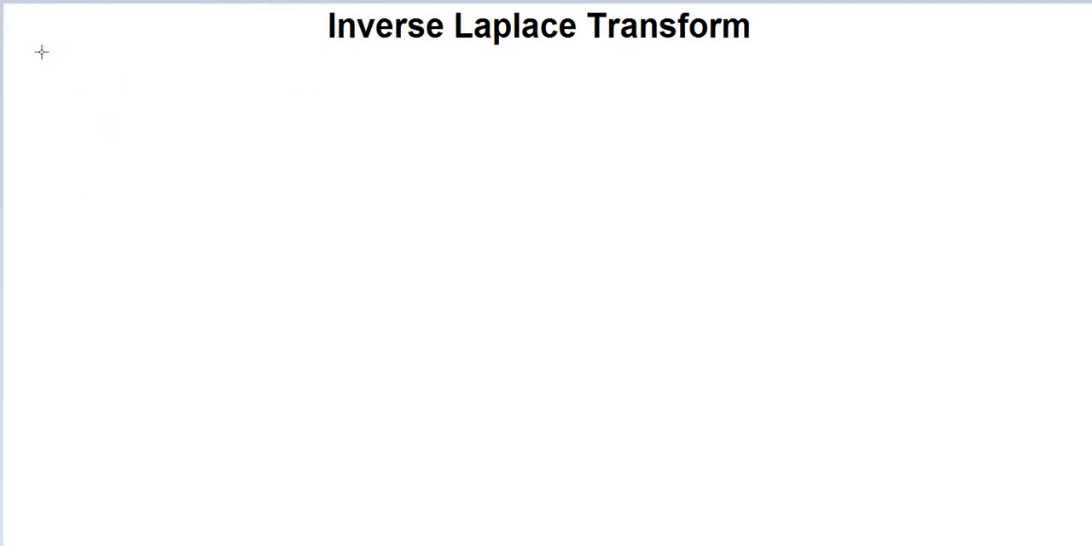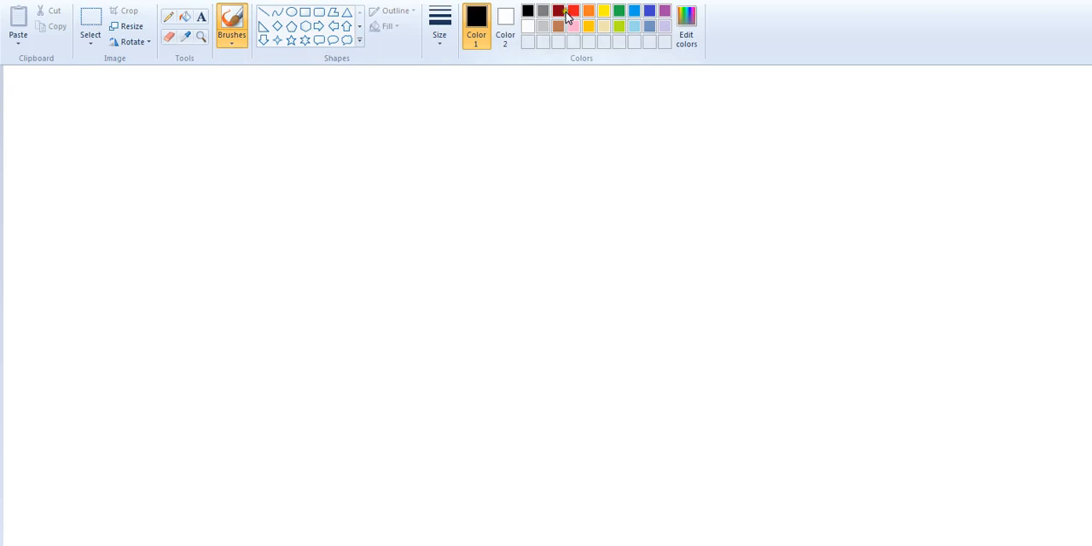Another function. Laplace, get the Laplace transform of this function. Laplace transform.